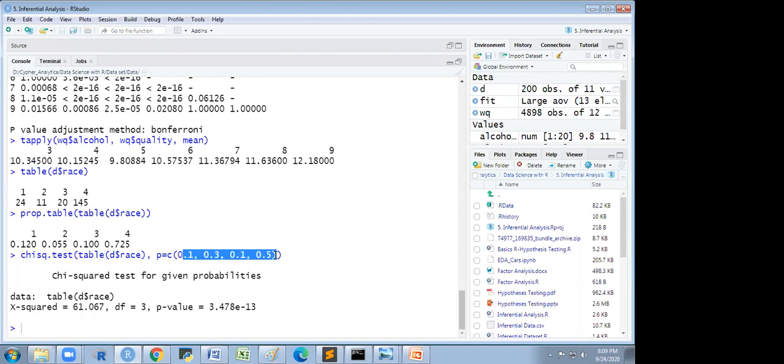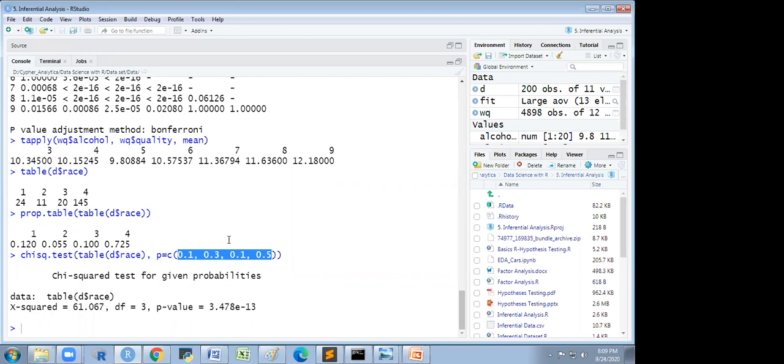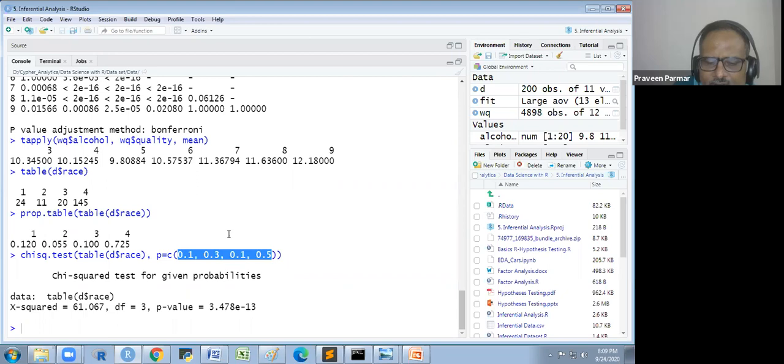The chi-square test will automatically transform the frequencies in table D-rays to proportions. Here we are taking the goodness of fit test. There are three types of tests in chi-square. One is the goodness of fit, the second is the test of independence. We will see the test of independence also. So the goodness of fit checks whether something fits a certain probability distribution or not.